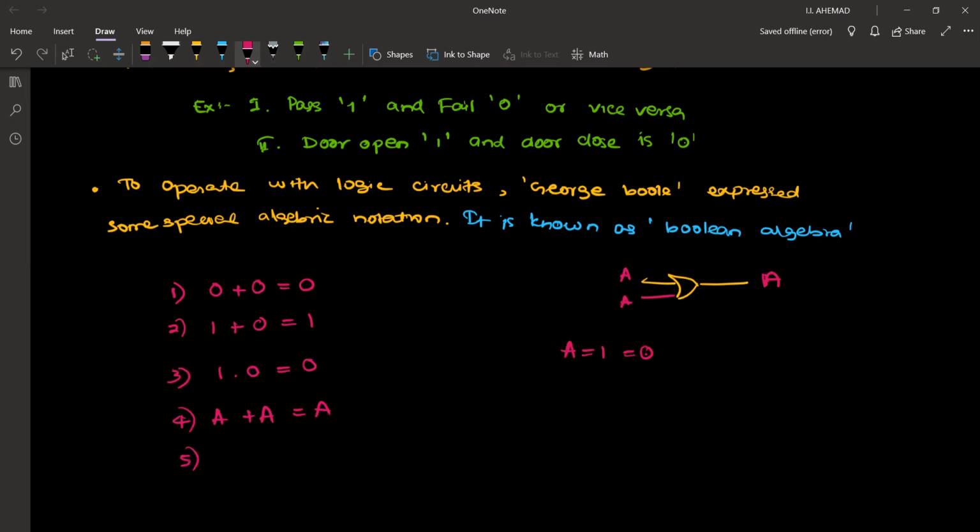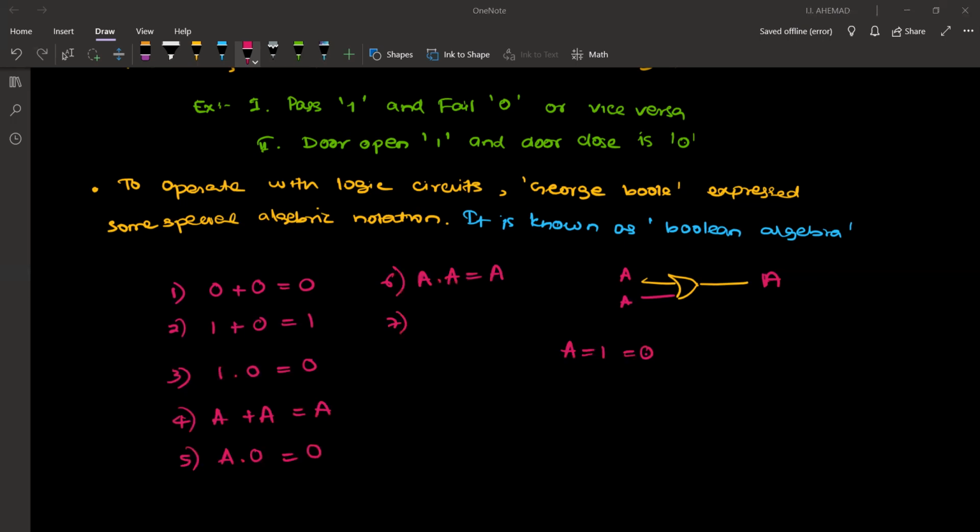Fifth, A dot 0. For A dot 0, both of them are not high. One of them is low. Therefore, the output will be low. Sixth, A dot A. Both of them are high, so the output will be A.